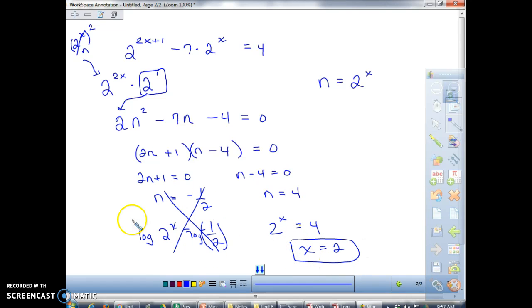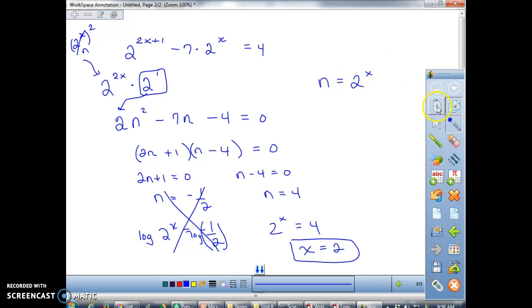This was an extraneous solution because you cannot take the log of a negative. In other words, you can't raise 2 to some power, so 2 to the x, and get a negative, am I? There's no way to accomplish that. I could get the 1/2, but it can't be negative. That's not going to happen.